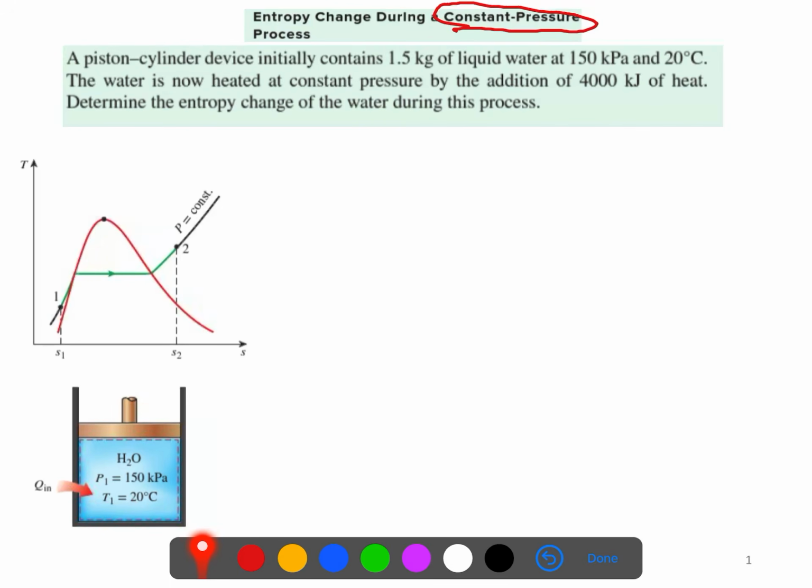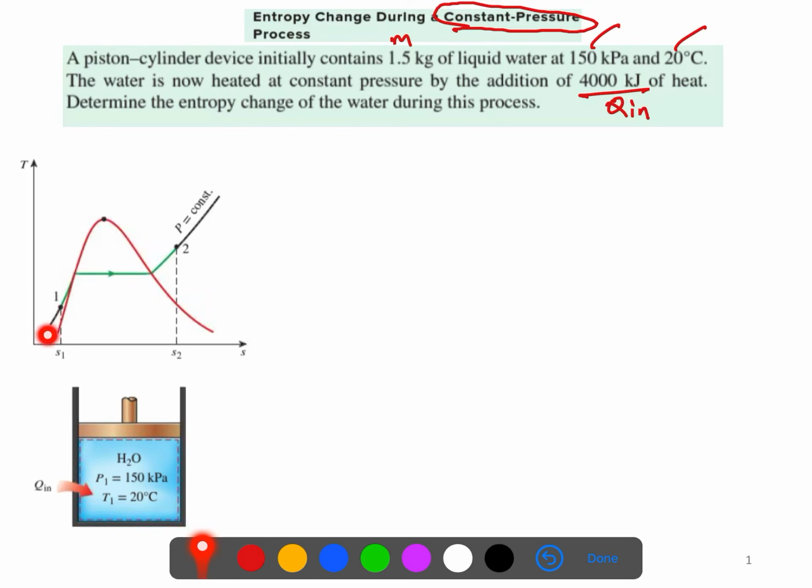So water is now heated at constant pressure, the pressure is 150 kPa, by the addition of 4000 kilojoule of heat. So we are applying the heat, so this is heat in. Here this is actually the heat in, right? This is the mass, this is the pressure, this is the temperature, right? What we need to do is determine the entropy change of the water during this process.